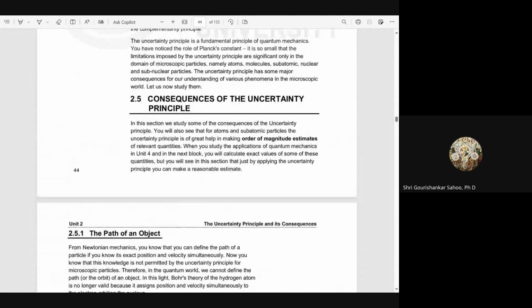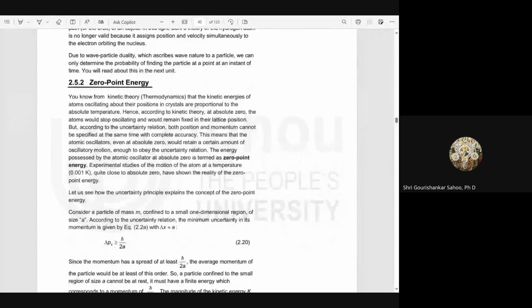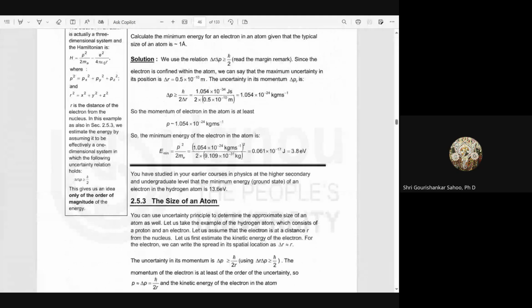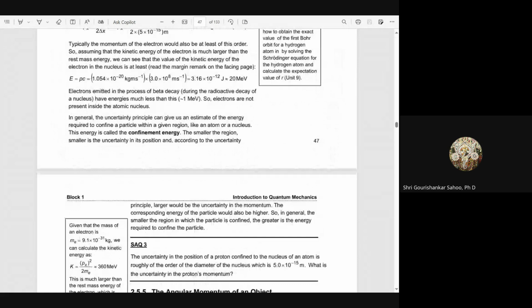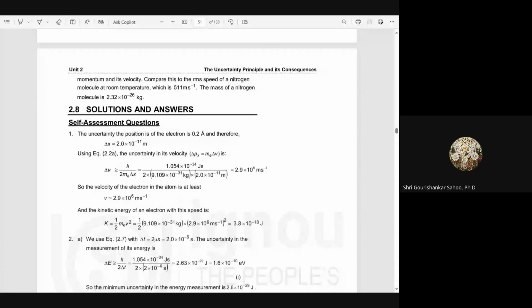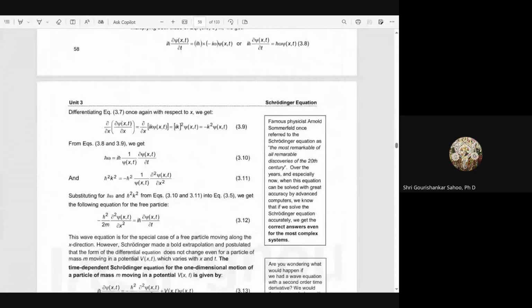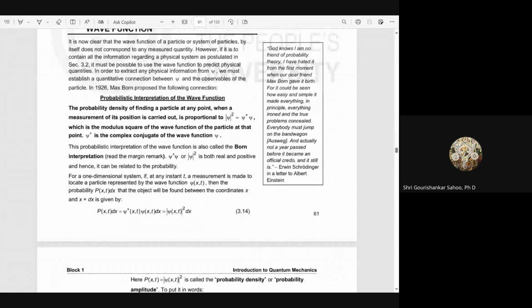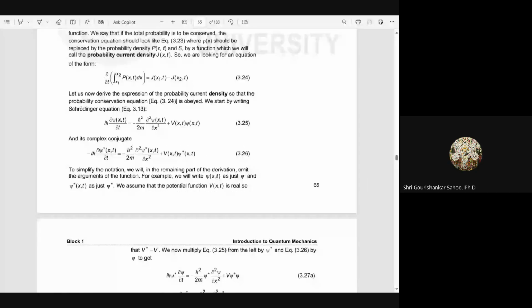So there are consequences of the uncertainty principle: the path of an object, zero-point energy, which we'll discuss during the harmonic oscillator problem in quantum mechanics, the size of an atom, existence of an electron inside the nucleus, angular momentum of an object, and so on and so forth. This we will also discuss in detail later on, and also the Max Born interpretation of the wave function.